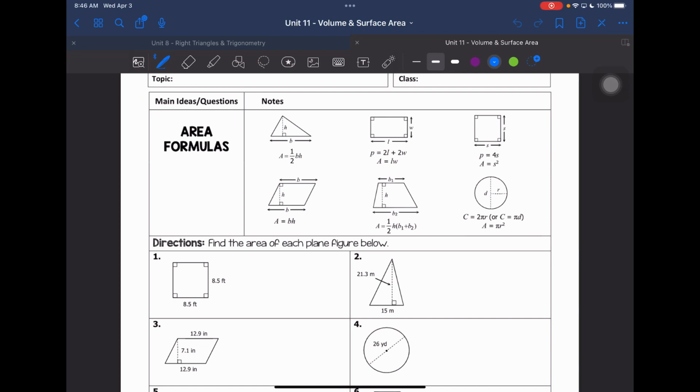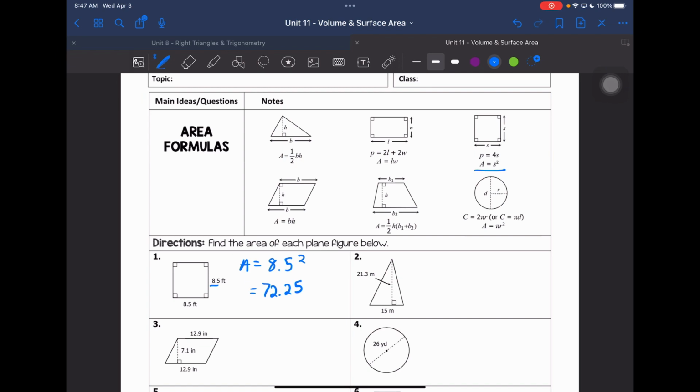So hopefully you've seen all of these formulas before. If not, take a minute to go over them. We're just going to apply these using the diagrams that are given to us and then finding out what the area is. Like for number 1, we have a square, and the formula for area of a square is just side squared. The side is 8.5, so I would say 8.5 squared, and that is what my area is going to be. You can just type that into your calculator, and that comes out as 72.25.